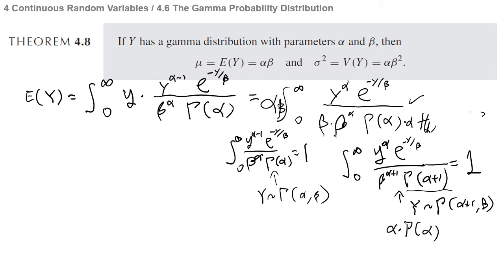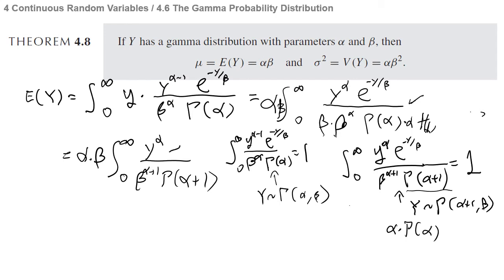Then this one becomes alpha times beta, and the integrating part from 0 to infinity, the inside part is y to the alpha e to the minus y over beta over beta to the alpha plus 1 gamma alpha plus 1, dy, and this y follows a gamma distribution with parameters alpha plus 1 and beta. So the integration of this is 1. So the expected value of y is alpha times beta. Okay.